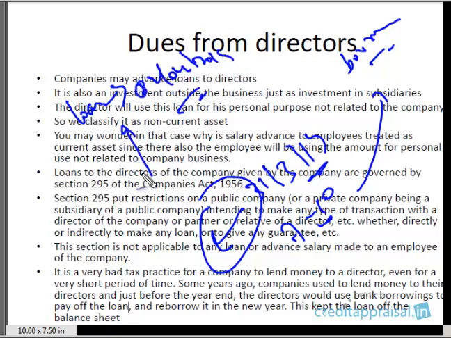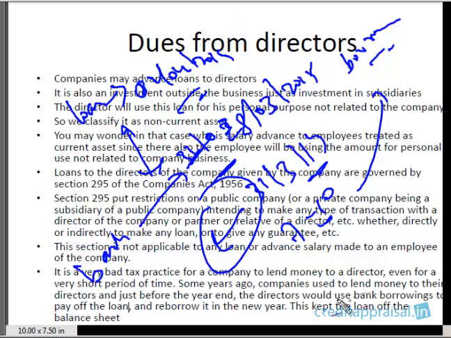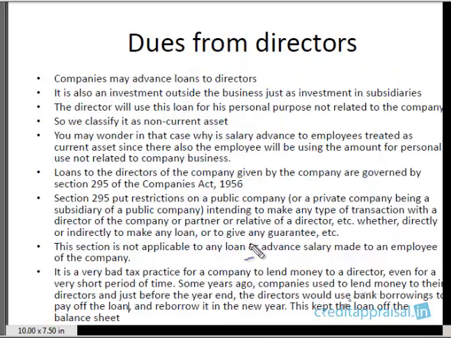Then for 1 year, they won't repay. Then just before the financial year ends, that is, around 28th March 2015, the next year, around that time they will take some bank loan. They'll repay this loan, and again they'll reborrow it from the company. This way they'll keep that loan off the balance sheet. So this is a practice that used to be followed. This is not to be encouraged. So whenever you see the item called dues from directors, please classify it as a non-current asset.